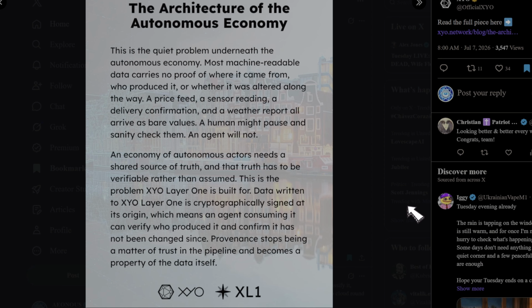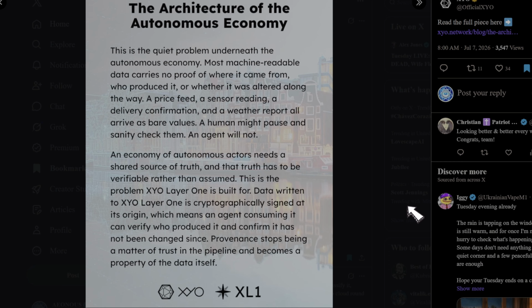And here it says that this has been a quiet problem underneath an autonomous economy. Most machine-readable data carries no proof of where it came from, who produced it, or whether it was altered along the way. This could pertain to things like price feeds, sensor readings, delivery confirmations, weather reports. All of these are arriving as bare results. A human may or may not pause to sanity check them. An AI agent won't. An economy of autonomous actors needs a shared source of truth. That truth has to be verifiable rather than assumed.